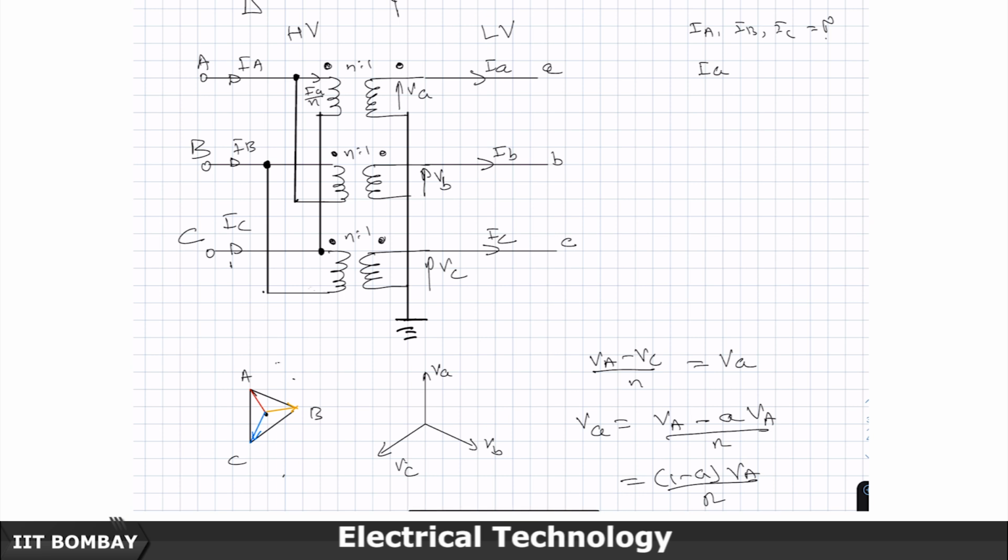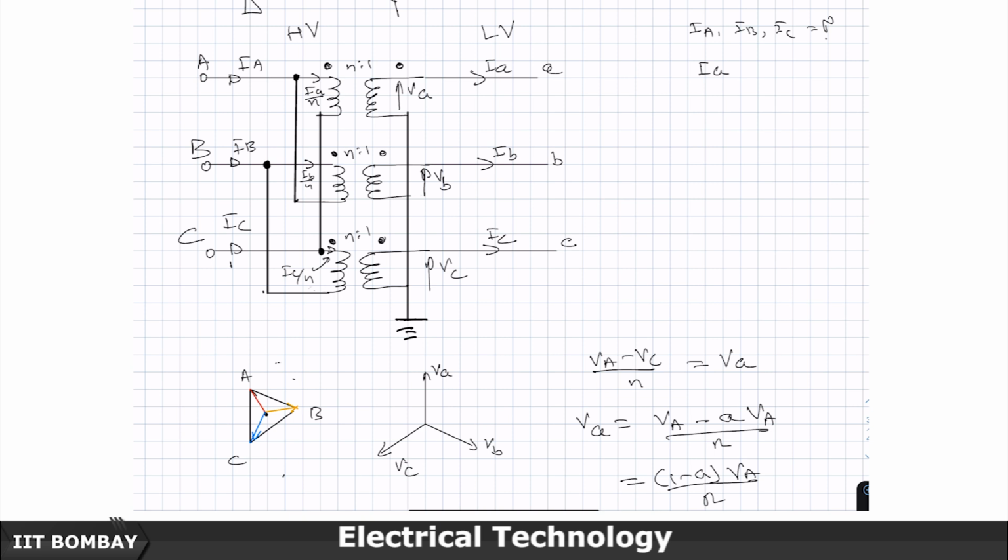IA by n. Similarly, in this winding the current is going to be IB by n, and in this winding, I have very limited space here, this current is going to be IC by n. Why? Because this winding current is IC, and this winding current is demagnetizing. So, this magnetizing current has to be IC by n. This is the MMF balance principle of the ideal transformer.